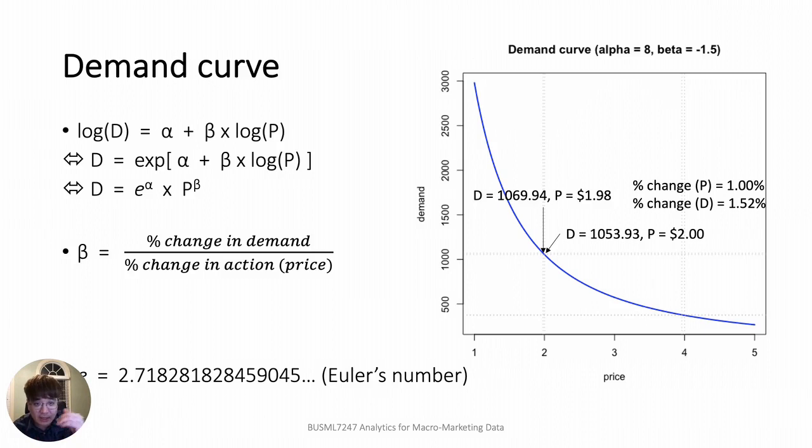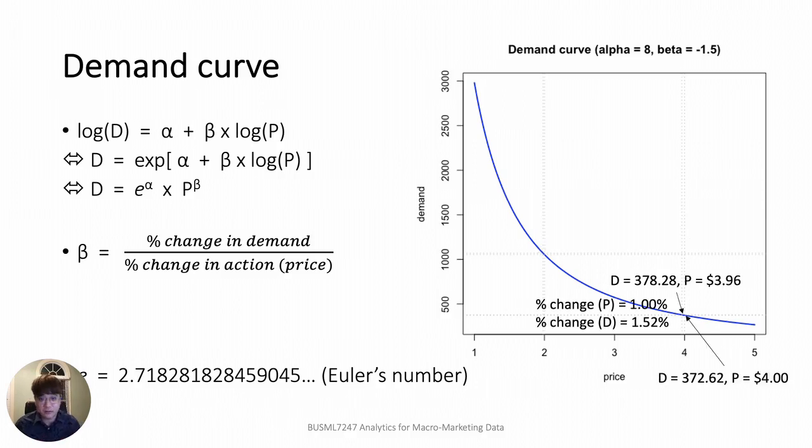Let's compute the elasticity on the graph. At $2, demand is about 10.54, and at $1.98, which is the 1% discounted price, demand is about 10.70. Percent change of price is just 1%, and percent change of demand is now 1.52%.